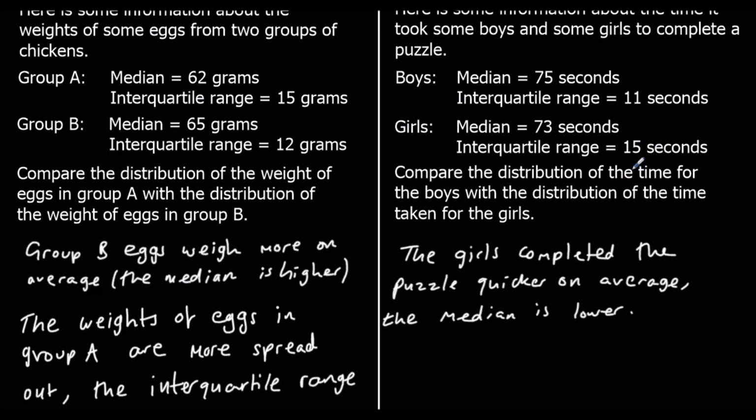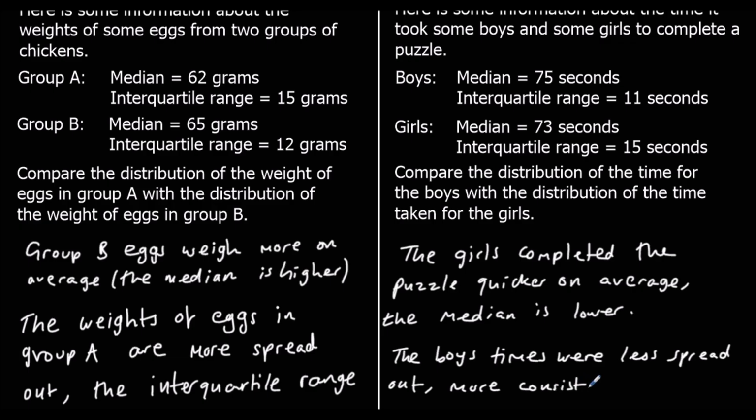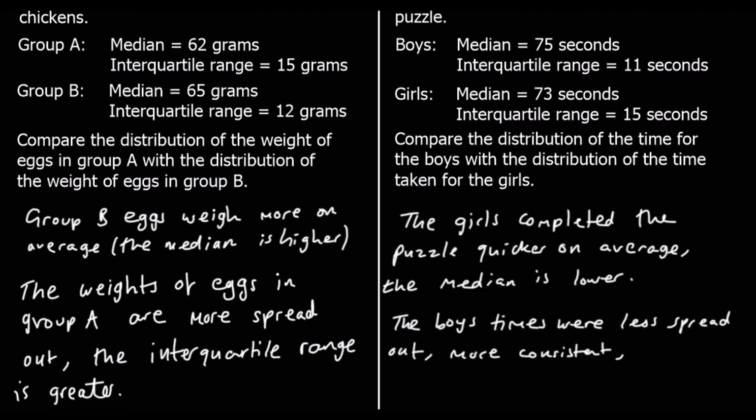And then we could say the girls were also more spread out, or we could say the boys' times were more consistent. Either one of those. So the boys' times were less spread out, more consistent, and that's because the interquartile range is lower. So when we're comparing distributions, we need a comment on the average and a comment on the spread.